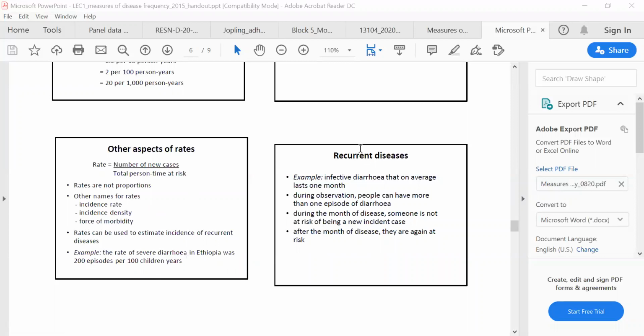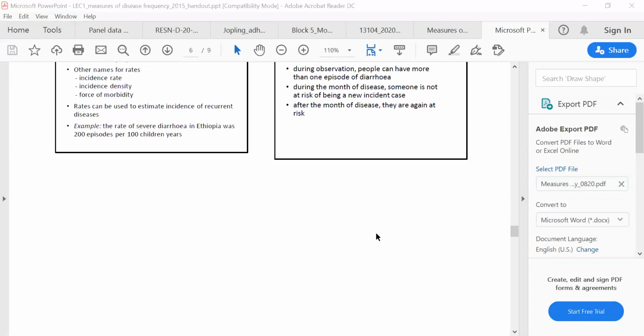And then we got recurrent diseases. And this one, remember, as I mentioned, infective diarrhea. So this one is a bit different for rates. It's usually a challenge to calculate rates for recurrent disease. Why? Because one person can have more than one episode. But in most cases, when people have recurrent diseases and you want to get the rate, you can use the first episode as opposed to counting all the episodes. Otherwise, it will not make a lot of sense.